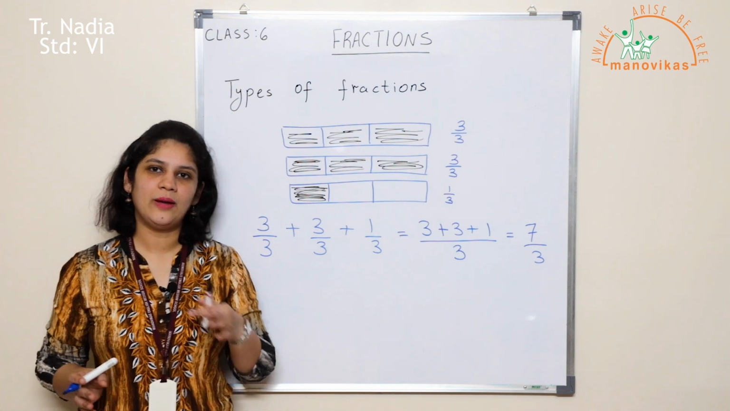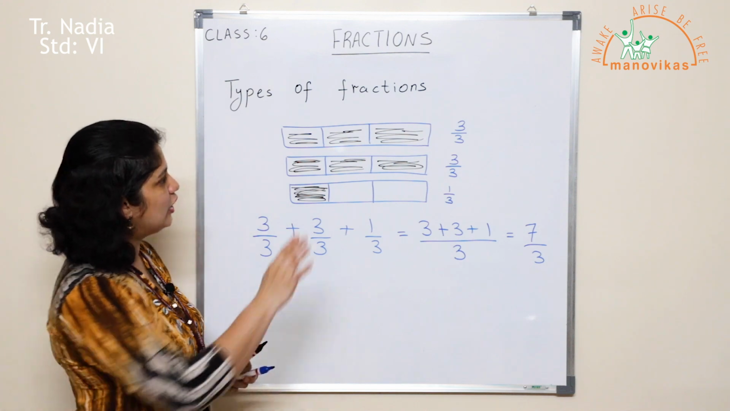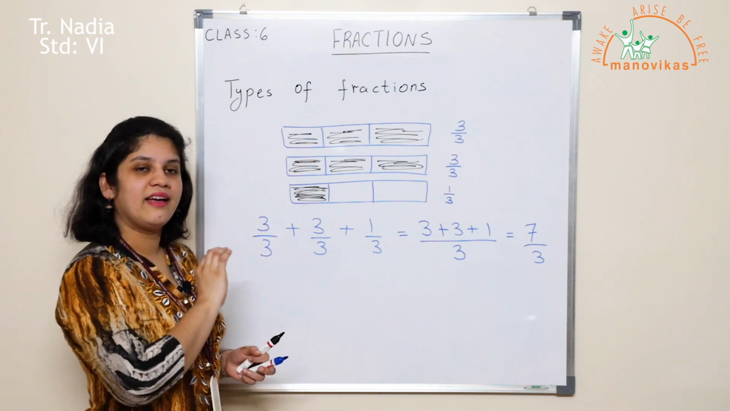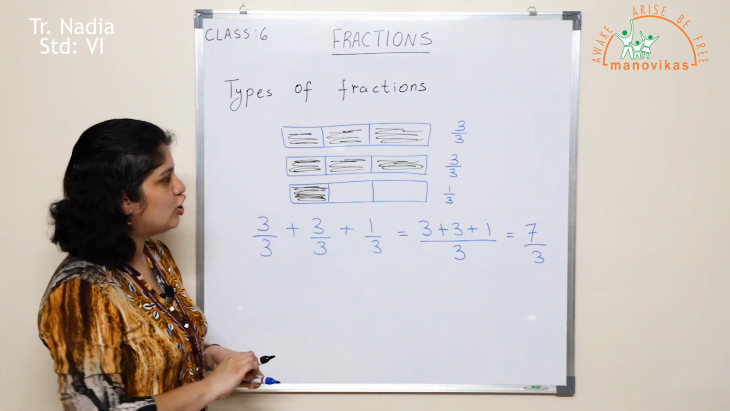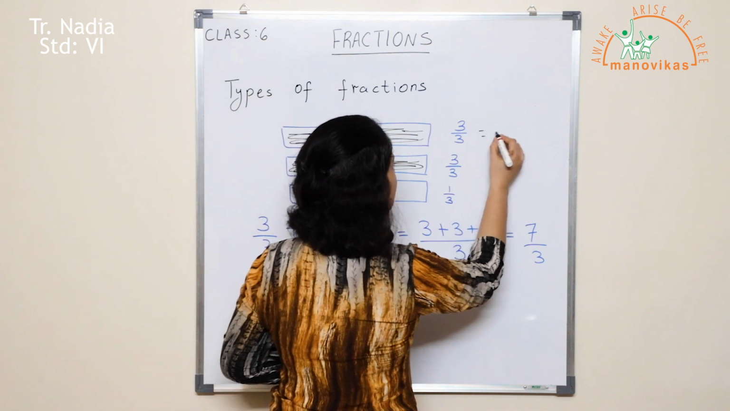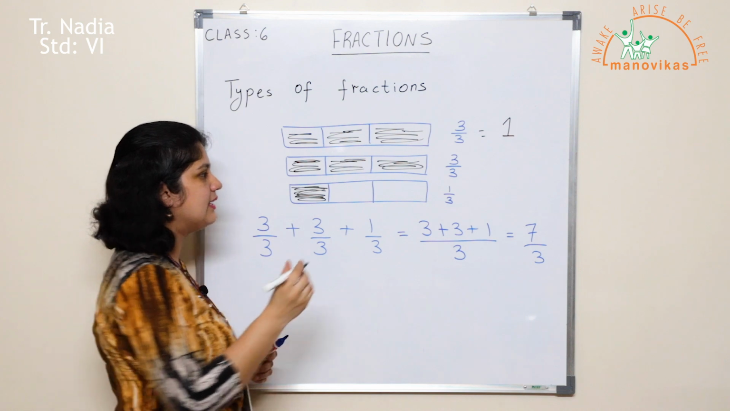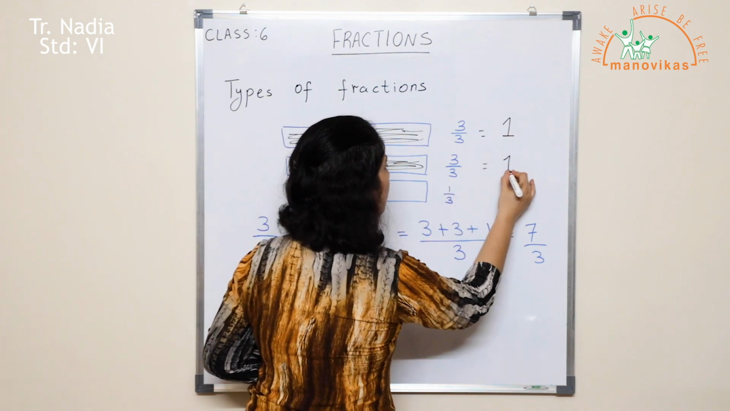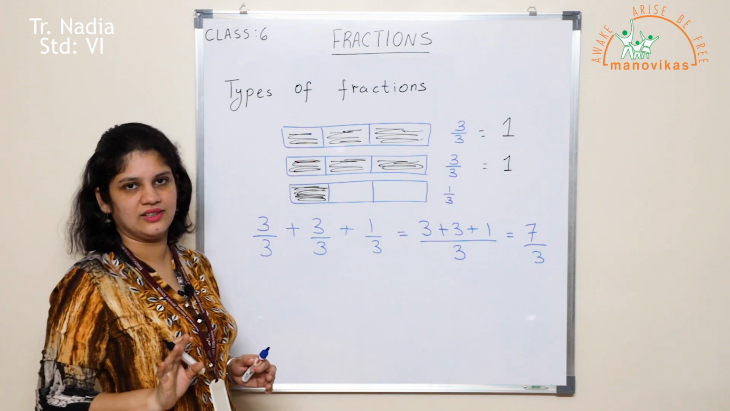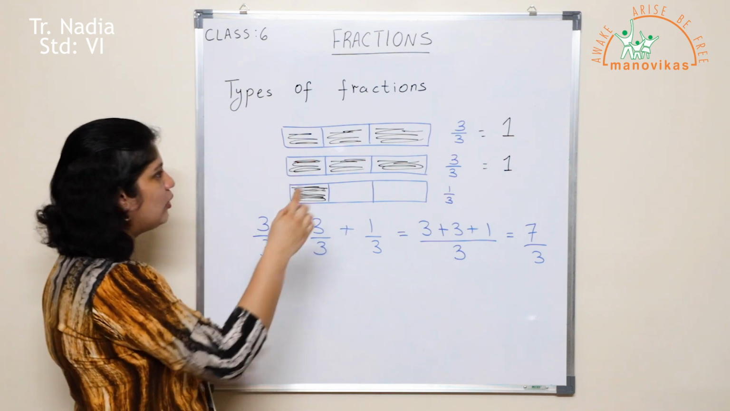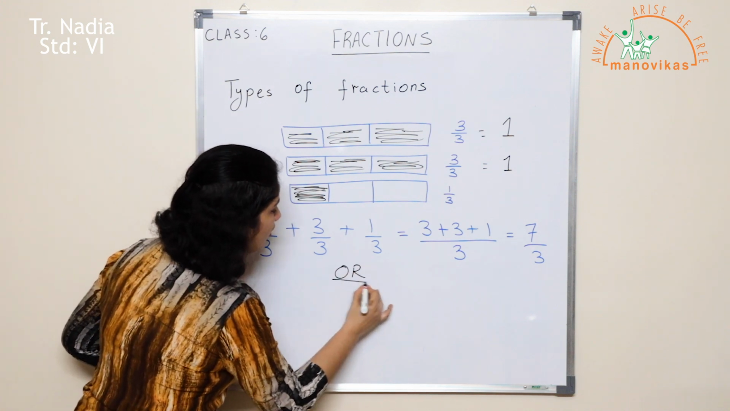Now let us see how improper fractions and mixed numbers are interrelated. Now look here in the first figure, the entire strip is shaded. 3 out of the 3 parts are shaded. So I can also say that the whole strip is shaded. One full strip is shaded. Similarly here also, one full strip is shaded. In the third case, only 1/3 is shaded. So if I want to express it, I can also express it in another way. I'll put an or here.